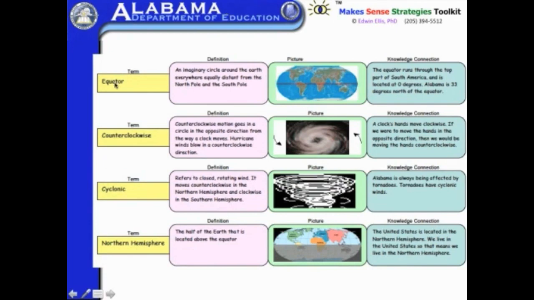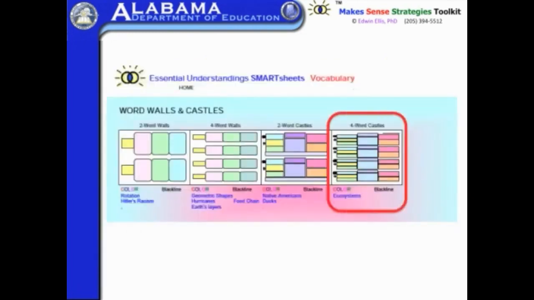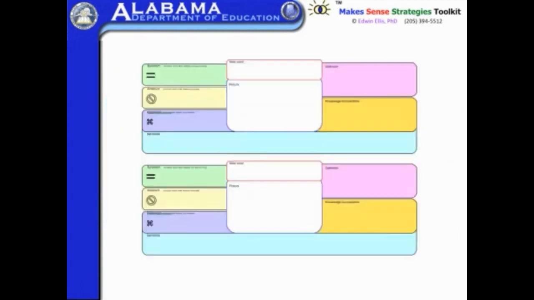Let's say one of the terms is the equator. This is the gist of what the definition of the equator is. This is actually a picture that the student imported to put there. And then what's a knowledge connection? What does it make you think of? Or what's something that you know about that you can connect it to? Now, this is an example of word castles.